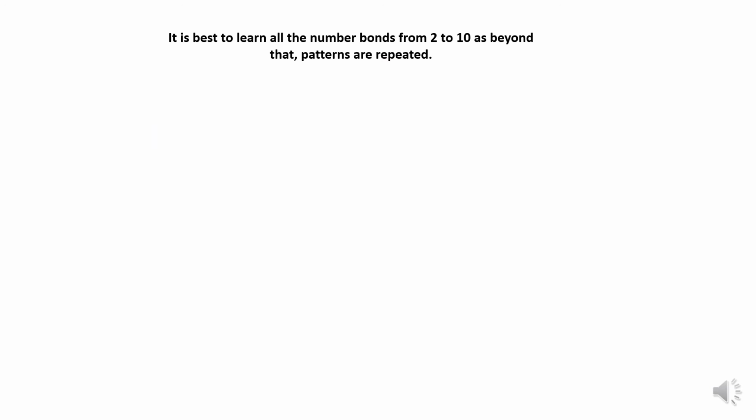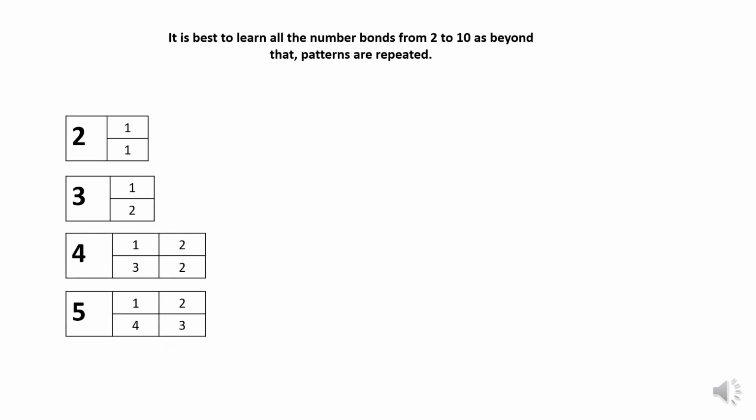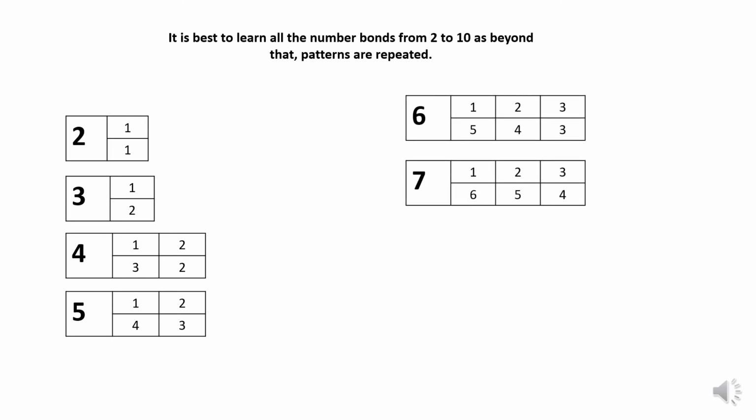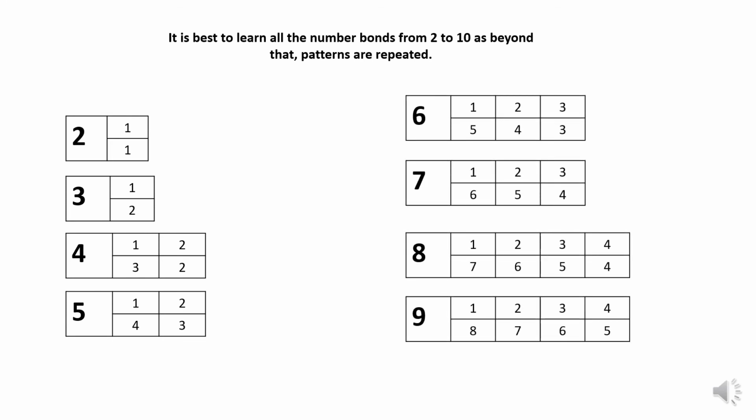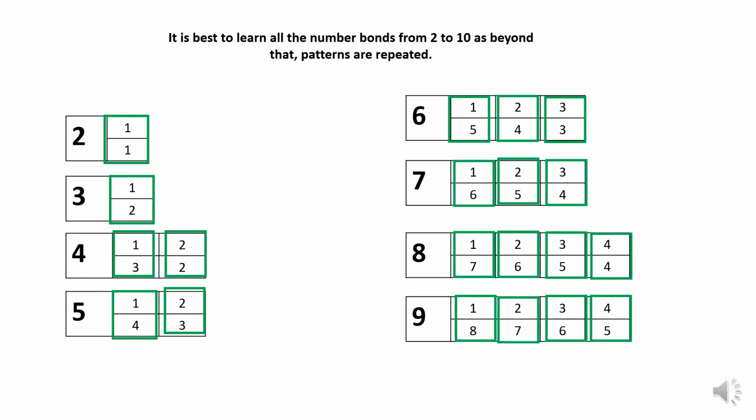It is very useful to learn number bonds from 1 to 9 because this will enable you to do addition and subtraction really quickly. Here is a list of all the number bonds from 1 to 9 that you should strive to learn. I did not include 0 and the number itself because that's too easy.